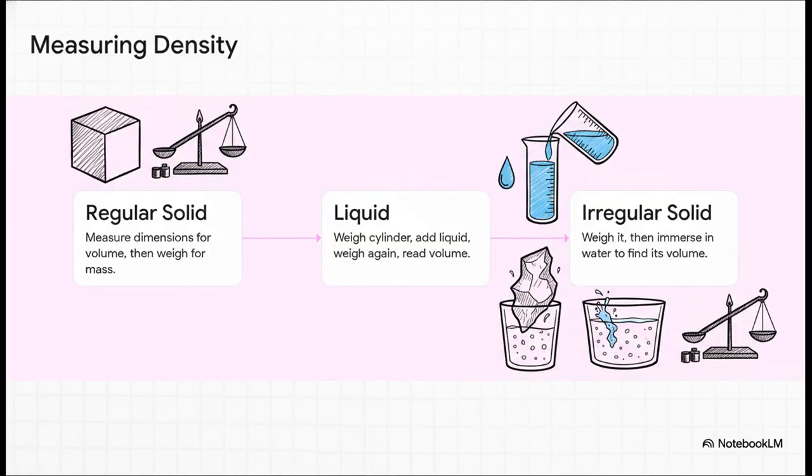For a nice, regular shape like a cube, it's easy. You just measure the sides to get the volume, and then you weigh it. For a liquid, you can use a measuring cylinder. But for a weirdly shaped object like a rock, you have to get clever. You weigh it first, then you dunk it in water. The amount the water level rises is the object's volume. It's such a brilliant little trick.